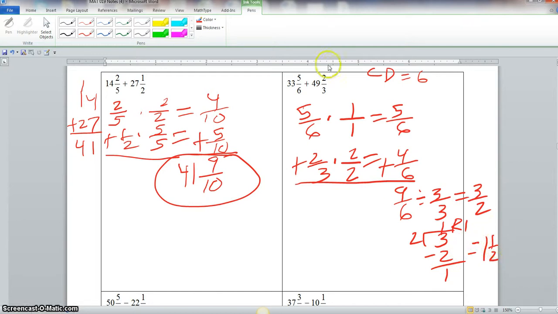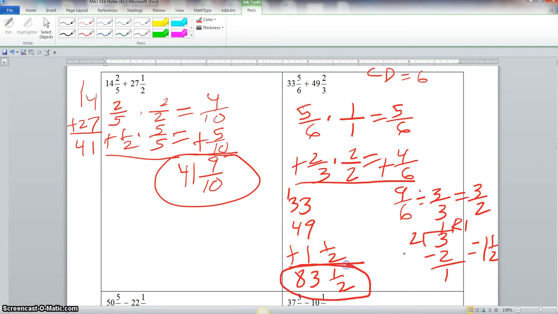Now what we need to do next is this here. We will have to take the whole number 33, that whole number 49, and then we will add this 1 and 1/2 to it. Now with this problem here, we could just bring the fraction down, which is 1/2, and 3 plus 9 is 12, plus 1 is 13, carry our 1. 1 plus 3 is 4, plus 4 is 8. So we have 83 and a half.